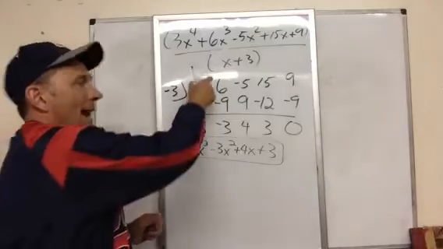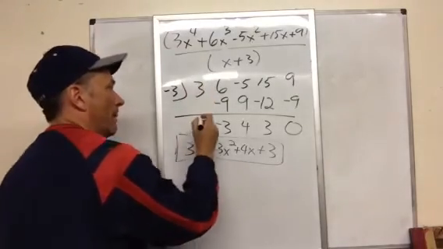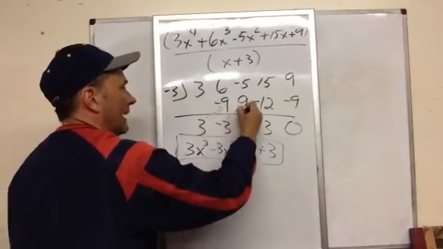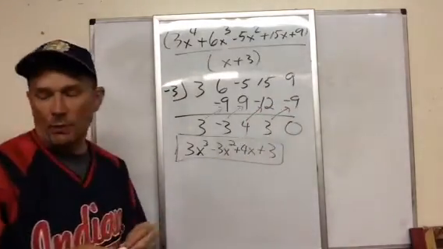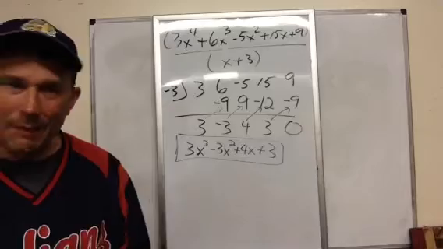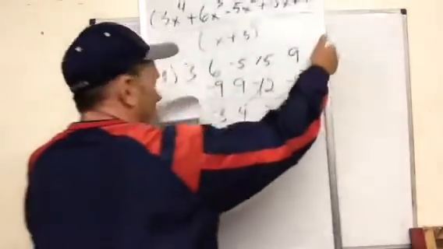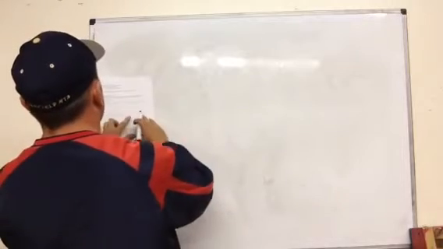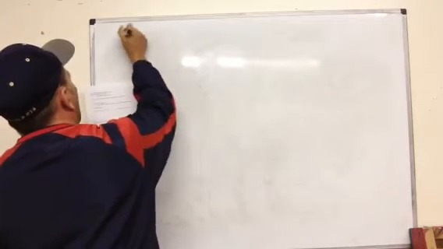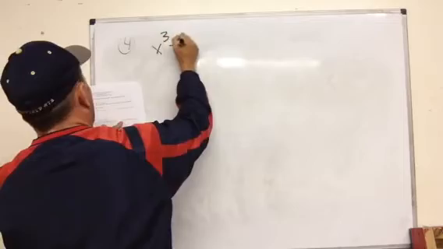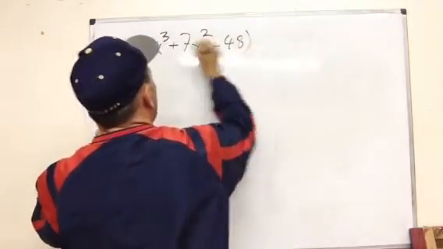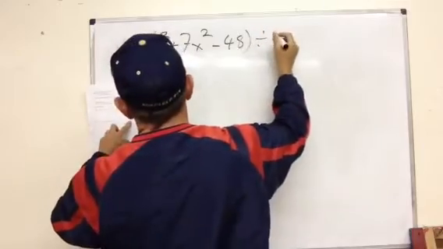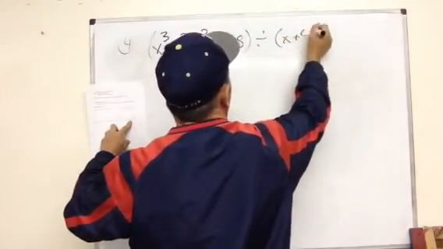So again, remember, we're adding down, multiplying, going diagonal. And I have one more problem for you. I want you to think about what is different about this problem than the other ones. We have x to the third plus 7x squared minus 48, all divided by x plus 4.